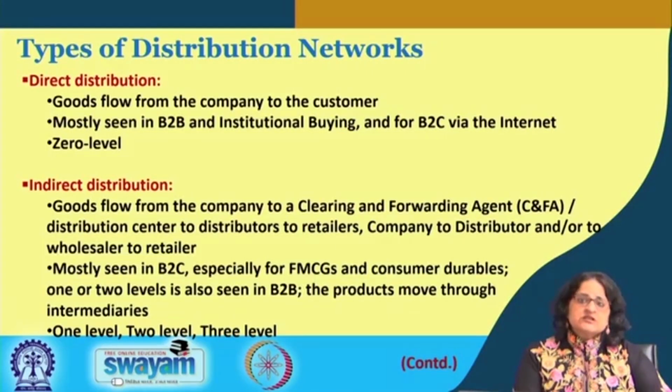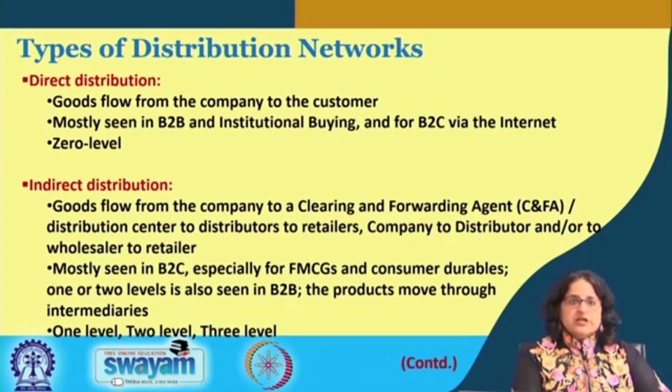We also see this in the case of B2B, where there could be one or two levels and the products move through the intermediary. So, we generally find this in B2C, but we can also find this in a B2B scenario where there could be 1 or 2 levels and the product would move through the intermediaries. So, such kind of indirect distribution channels would mean 1 level or 2 level or 3 level channels depending upon the number of intermediaries between the manufacturer and the end customer.